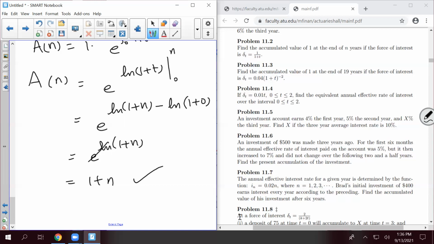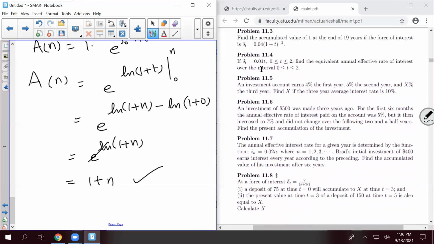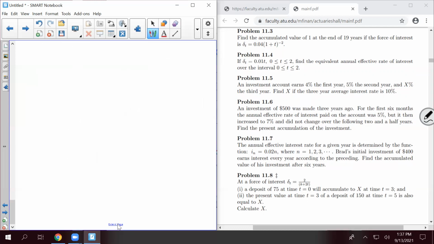Okay. So then let's look at number 4. If delta t is 0.01 t, for time between 0 and 2, find the equivalent annual effective rate of interest over the interval 0 to 2. So number 4.